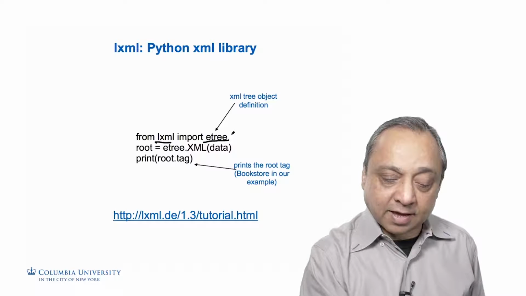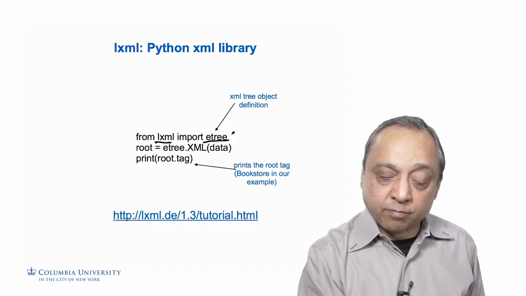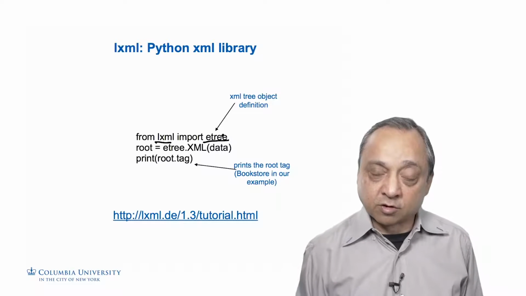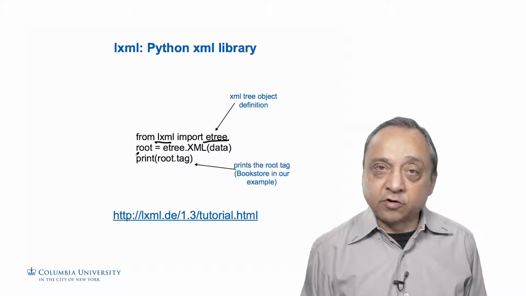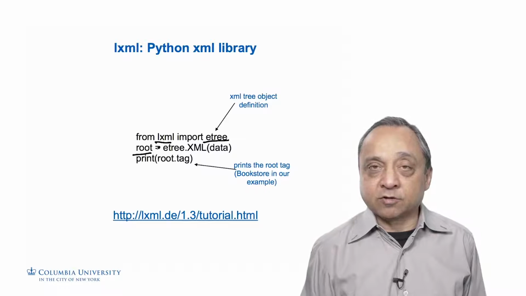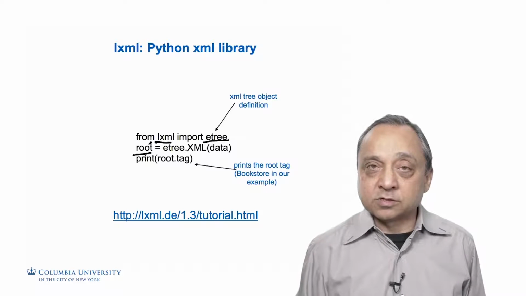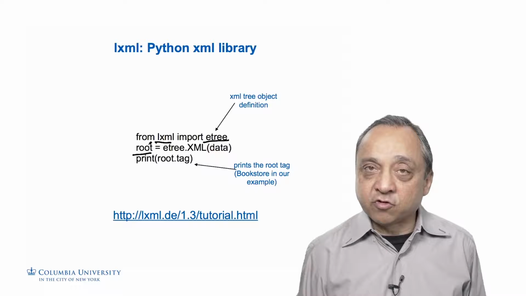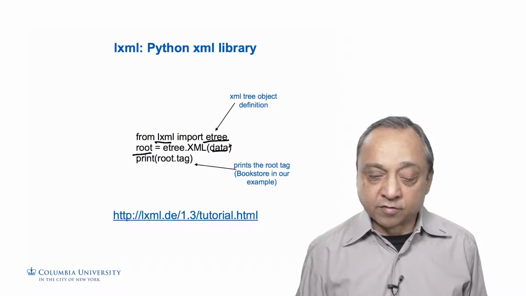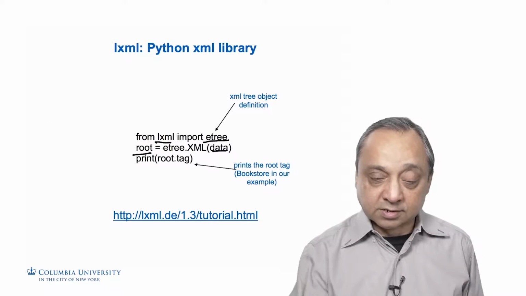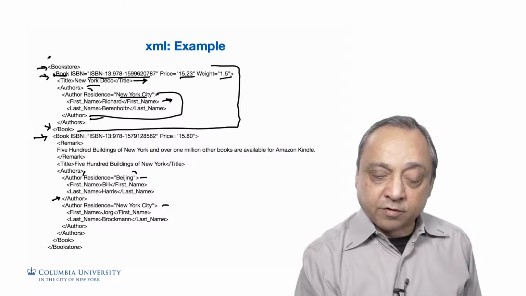The library that we're going to use is lxml, and from there we're going to import this object, etree. etree is the data type that will contain the entire XML tree, that we're going to get from a file or the internet or whatever. So we've got the etree object.